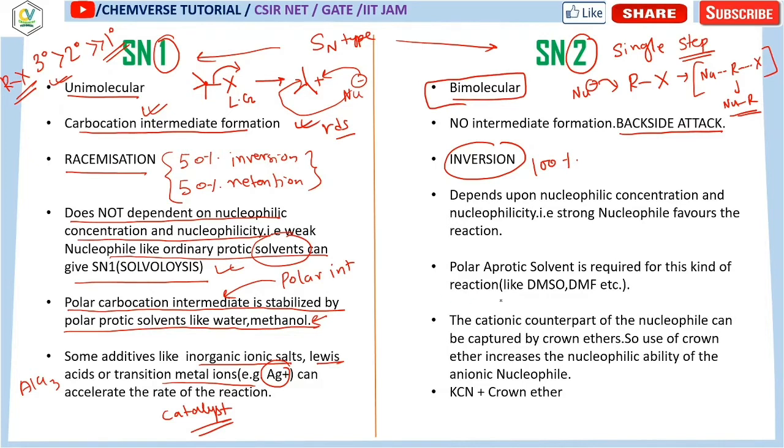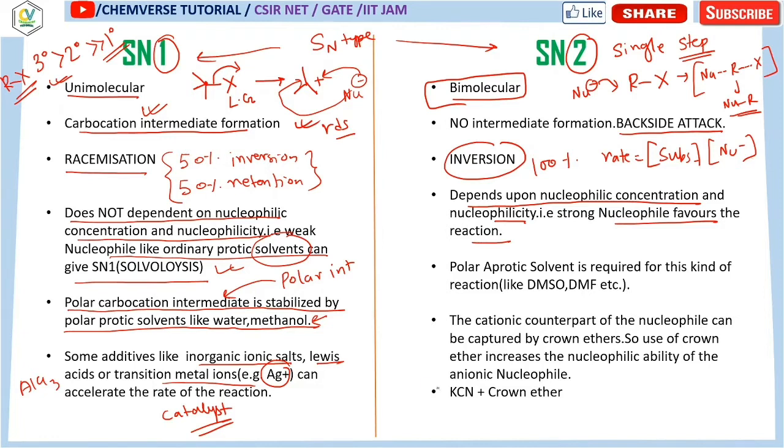Well, now coming to the next point, it depends upon the nucleophile concentration and the nucleophilicity. A strong nucleophile favors the reaction, because over here the rate determining step is a single step, so the rate of the reaction depends on both the concentration of the substrate as well as the concentration of the nucleophile. So if the nucleophile concentration increases, or the nucleophilicity increases, that will accelerate the rate of the SN2 reaction.